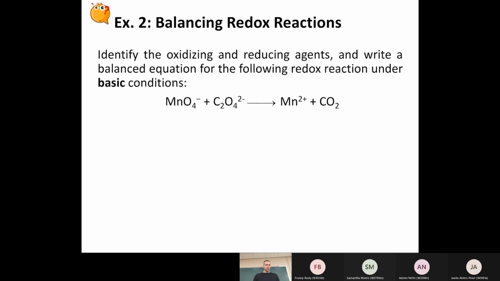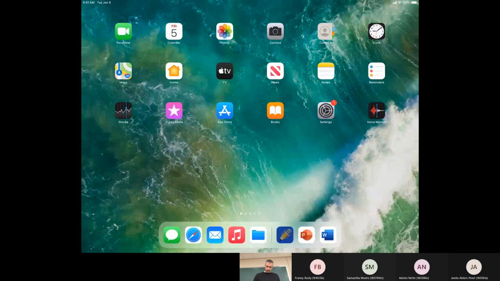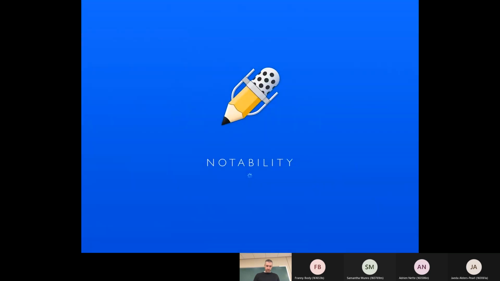Let's do another one. MnO4 minus, and I'm going to give myself a little bit more space to write with. So what exactly do we have there? We had MnO4 minus, C2O4 2 minus, giving Mn2 plus and CO2, and we are under basic conditions.